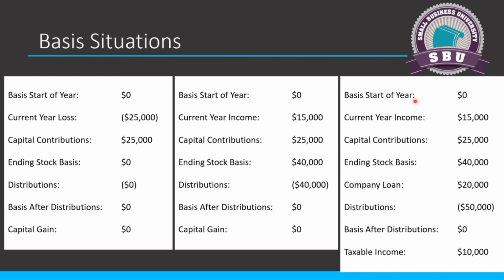Here's where it gets goofy. Basis at the beginning of the year, zero. Current year income, $15,000. They put in $25,000. Ending stock basis is $40,000, right? The company takes out a loan from My Cash Advance or something, gets $20,000 in exchange for a promissory note. They slam that into the bank account.